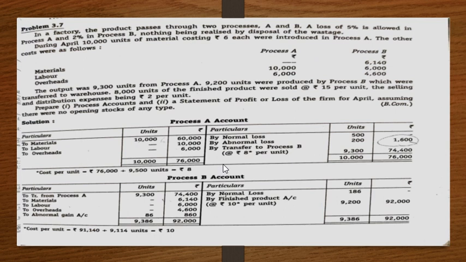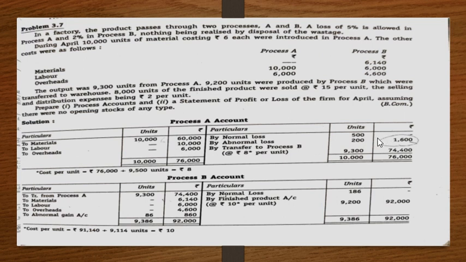In your output column, first you need to check whether you have normal loss. Yes, you have a normal loss here. A loss of 5% is allowed in process A. So how much is your units introduced? 10,000. So 10,000 into 5% will give you 500.